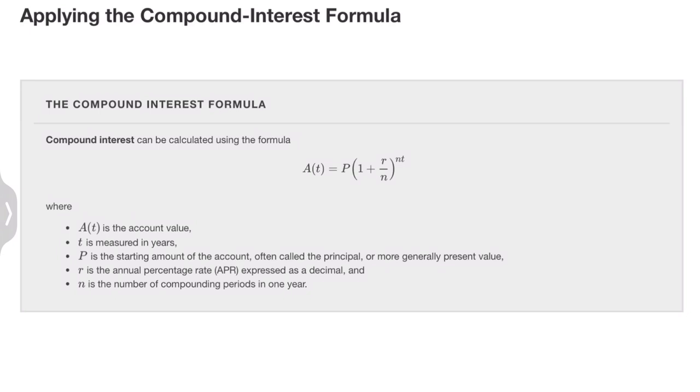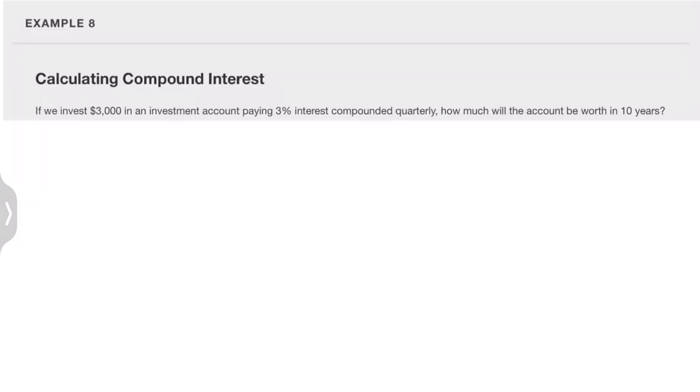I'll go through the details of this when I work an example. Okay, so we invest $3,000 in an investment account, paying 3% interest, compounded quarterly. How much will the account be worth in 10 years? So compound interest. The future amount is going to be P times 1 plus r over n to the power of nt. That's our compound interest formula.